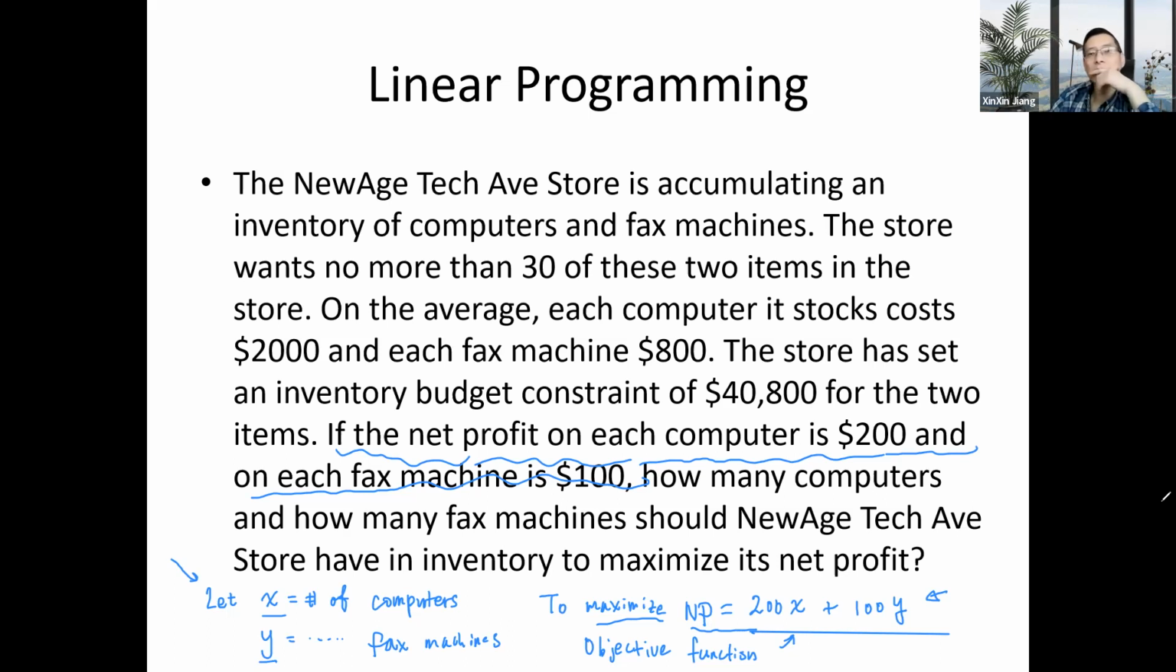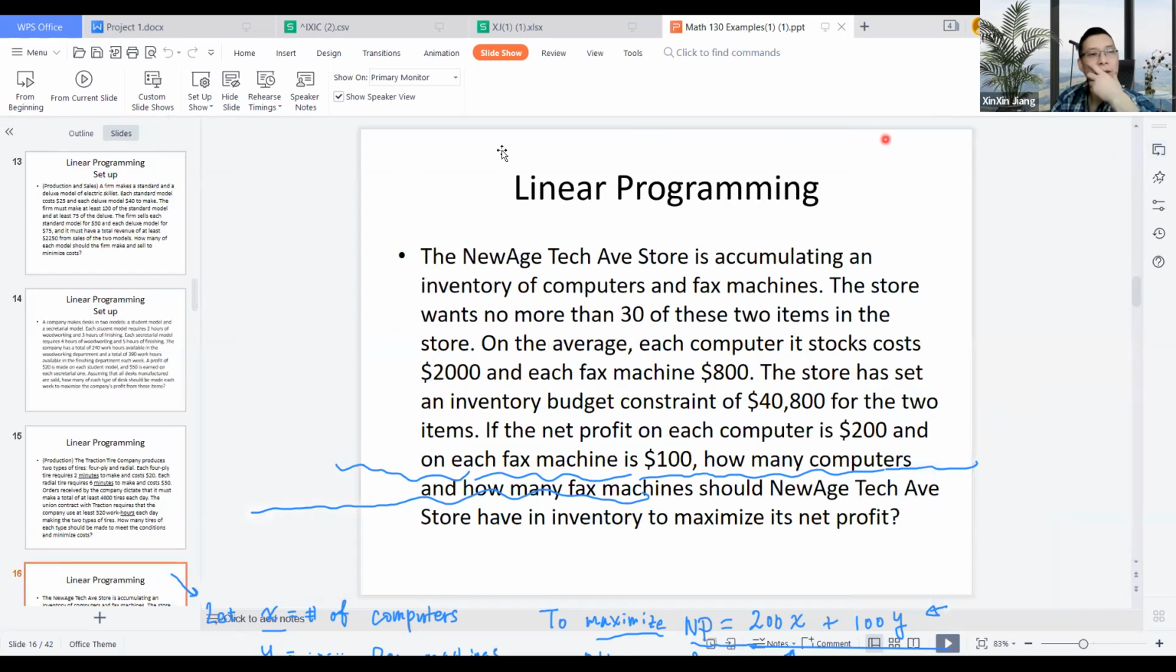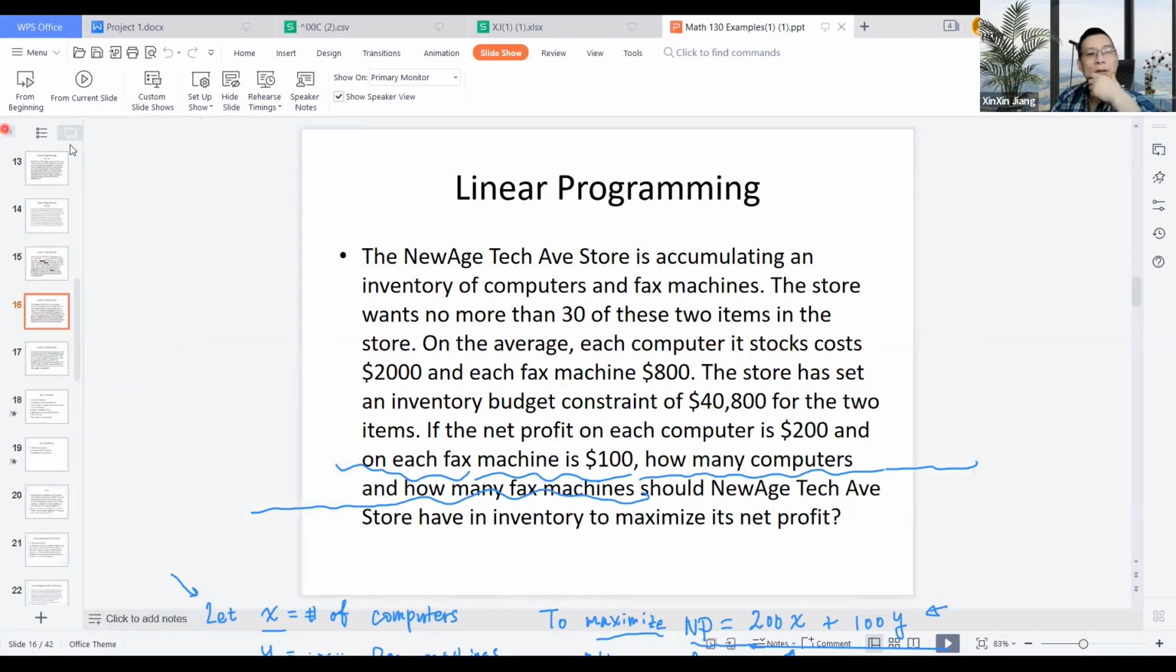Maybe I should not use the whole slide. Yeah, maybe I'll do that. So I have some space to work with. Maybe that's better. Okay. Get rid of that. Get rid of this. I have some space to work with.